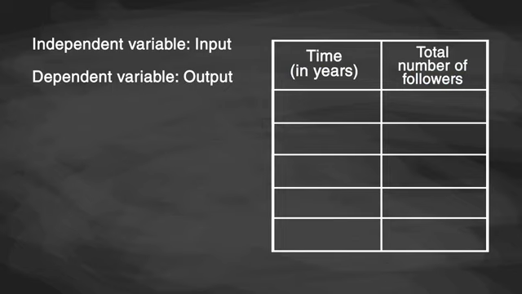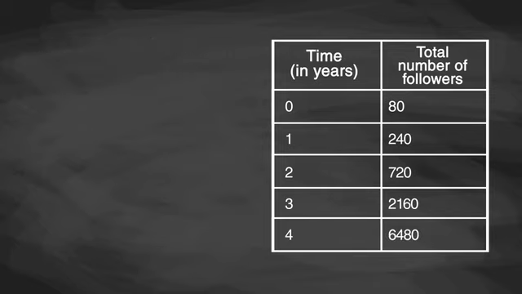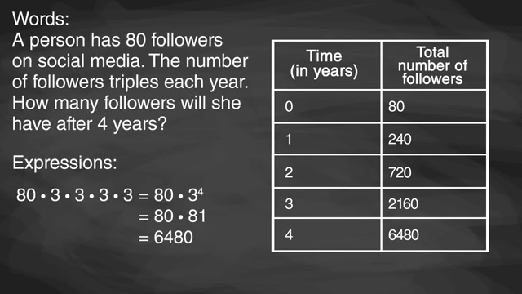In this situation, the starting point or initial value for the independent variable is 0. When time is 0, the number of followers is 80. We multiply the number of followers by 3 to find the number of followers for the next year. Each row of the table represents the number of years that have passed and the number of followers at the end of that year. Our situation can be represented in words, with expressions, or with a table.